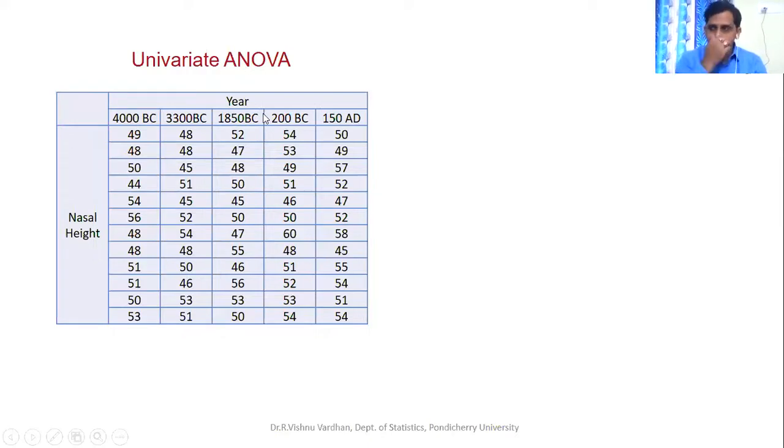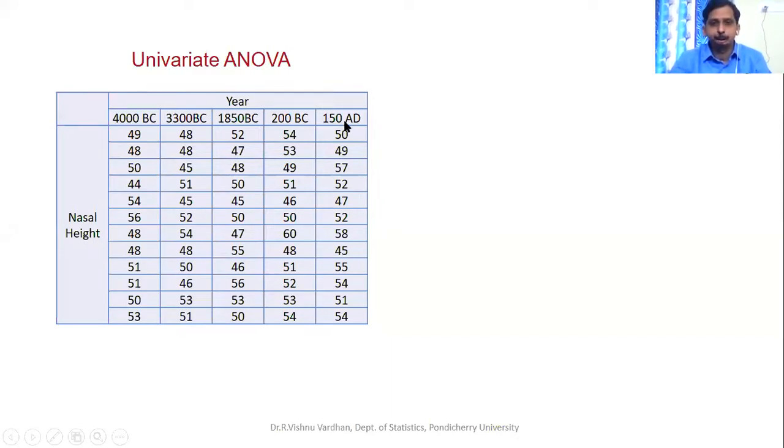For a recollection of the discussions we have done, suppose the nasal height is observed only at 150 AD, and I want to test whether it is almost equal to 55. If I am collecting only one particular time point for nasal height, that is what we call the one sample t-test.